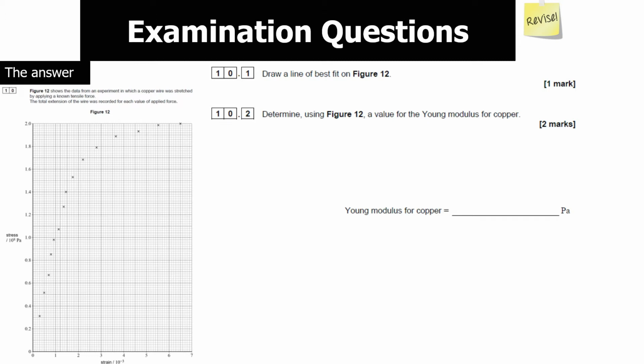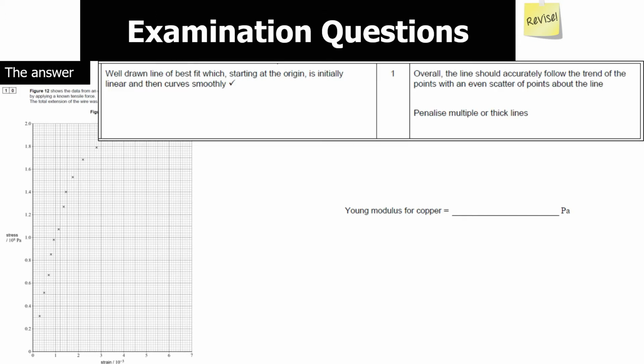Well, firstly, to draw your line of best fit, you're going to have another well-drawn line of best fit, and you'll notice from the points here that it's going to be a linear graph to start off with, and it's then going to curve smoothly. You should know that as well from your previous understanding of the stress-strain graphs for things such as copper, that it should be doing that straight line section first and then start to curve. Now again, the line should accurately follow the trend of the points and have an even scatter of points about the line.